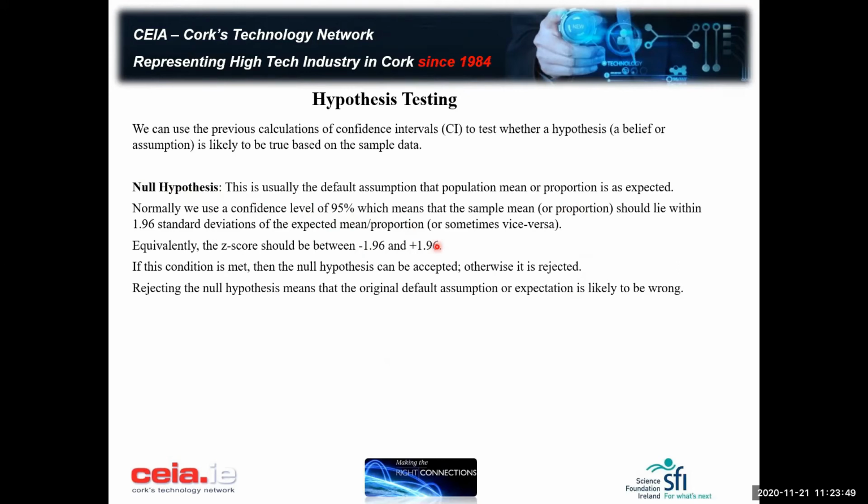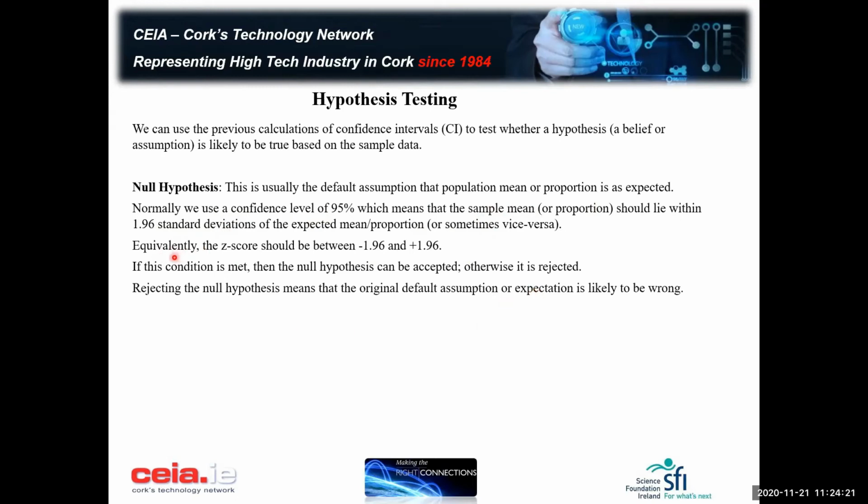And that means that whatever you're looking at, whether it's a sample mean or a proportion, it should lie within 1.96 standard deviations of the expected mean or proportion, or vice versa. Sometimes you want to test that the expected mean or proportion lies within that many standard deviations of the sample mean or proportion. They can work either way.